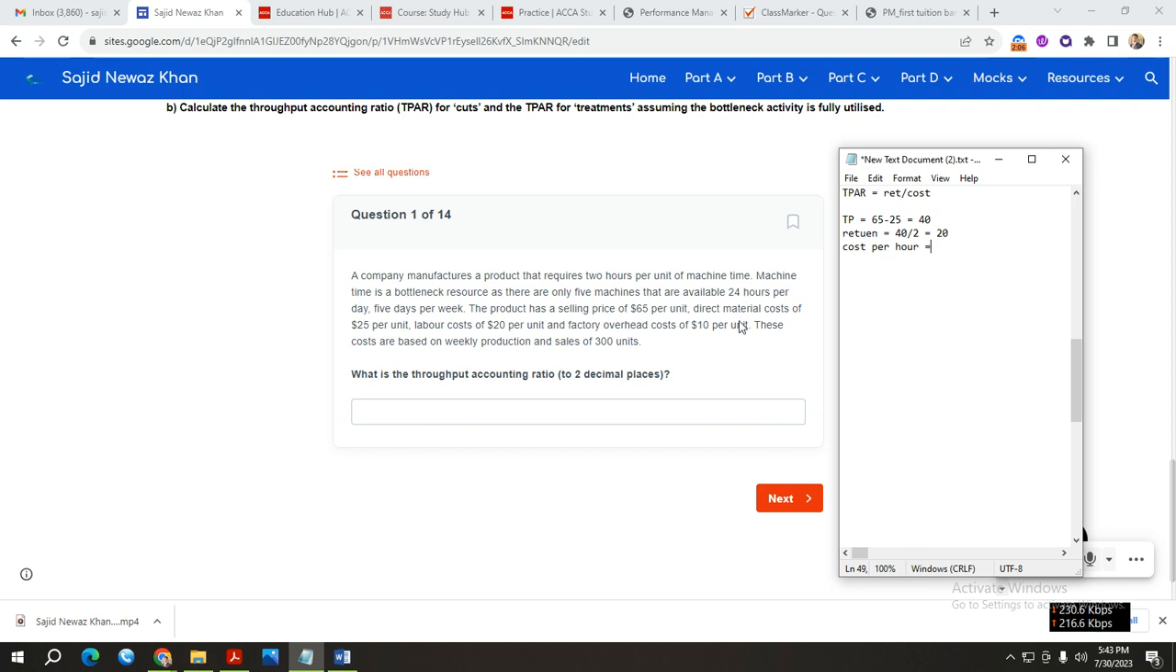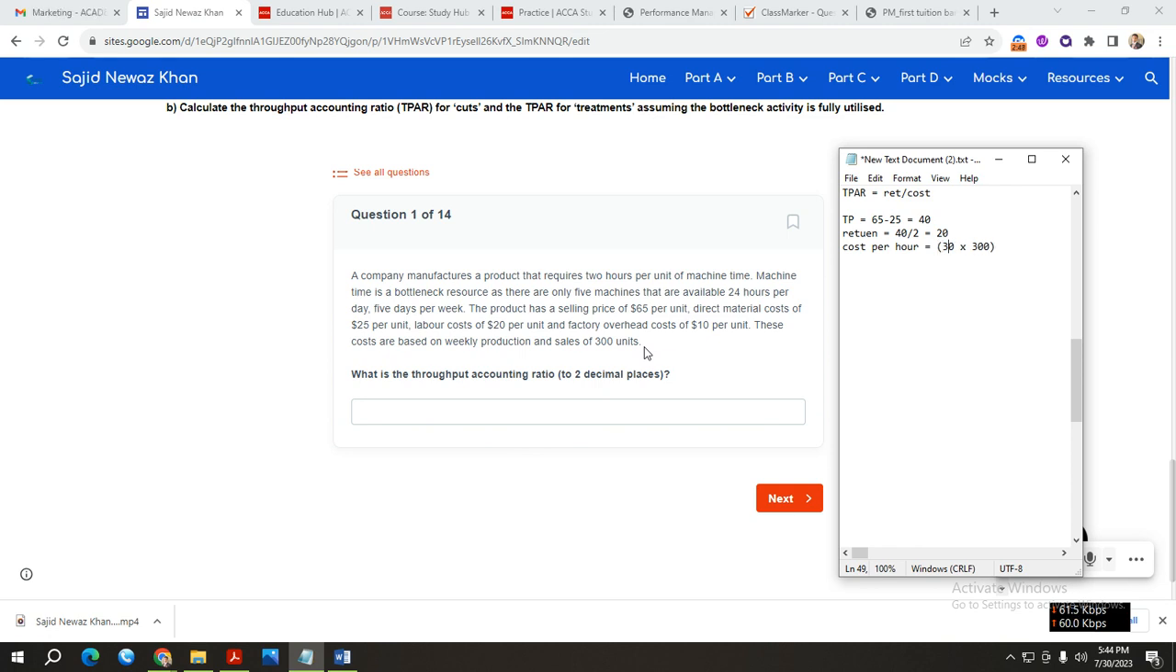let's look at all the other costs. This is 25 per unit, 20 per unit, 10 per unit. So that's basically a total of $65, right? No, one moment, please. We don't need the material cost. Labor cost is 20 and factory overhead is 10. So we have $30 per unit, and these costs are based on a weekly production and sales of 300 units. So 30 is my per unit cost. Each week we make 300 units. So this is my total cost, right?